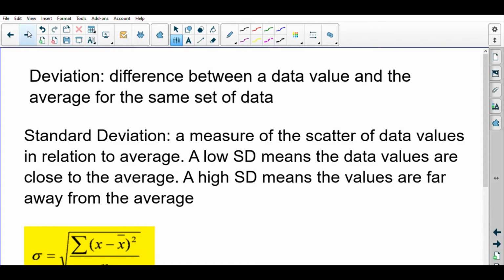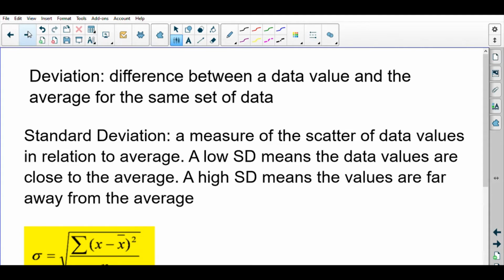So ideally, let's say an example, I'm marking your math scores from a test. I want a low standard deviation. I want to figure out what the average was for those test marks, and I'm hoping that everybody's marks are really close together, close to the average. That means I would have a low standard deviation.